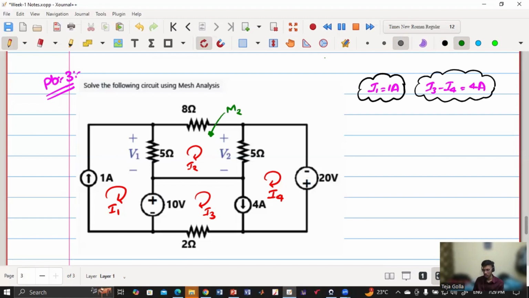So what will be the coefficient of I1? Coefficient of I1 is the negative of the resistance that is shared between mesh M1 and M2. And coefficient of I2 will be summation of all the resistances, right? You remember? Or you forgot? How to get the equation for mesh M2? No one?